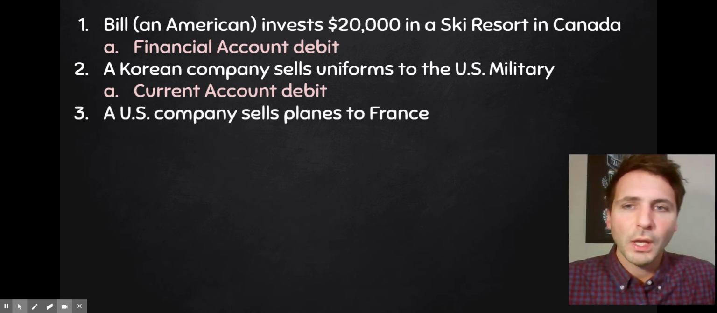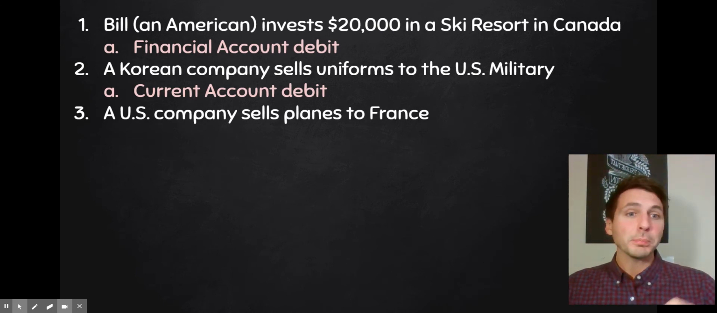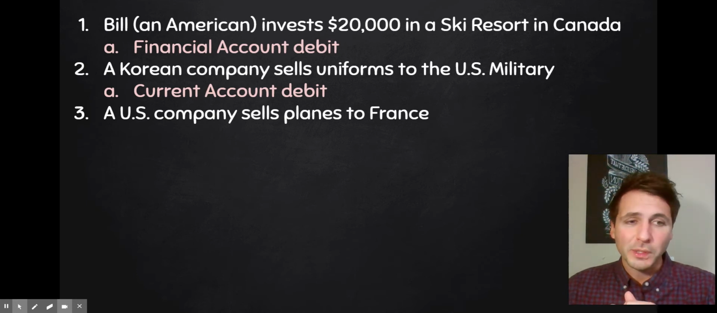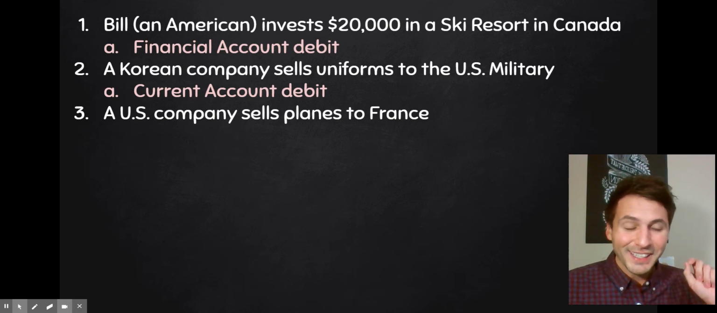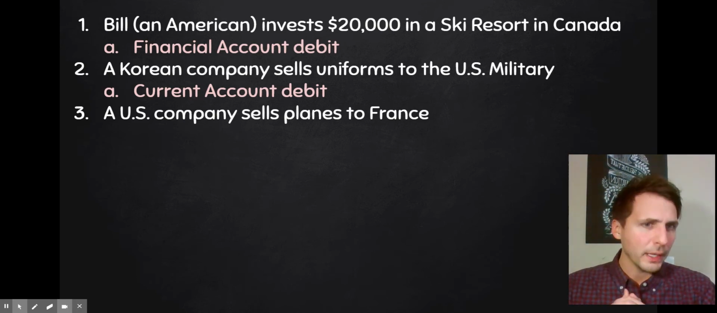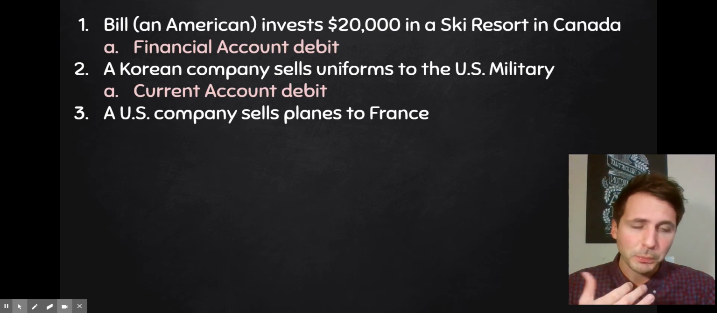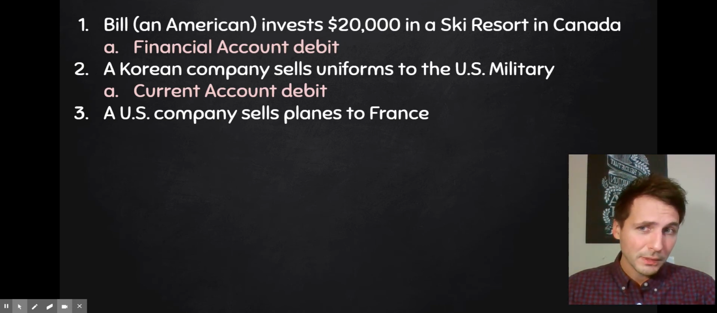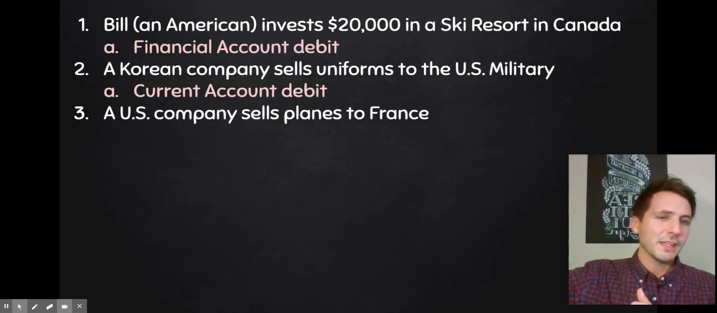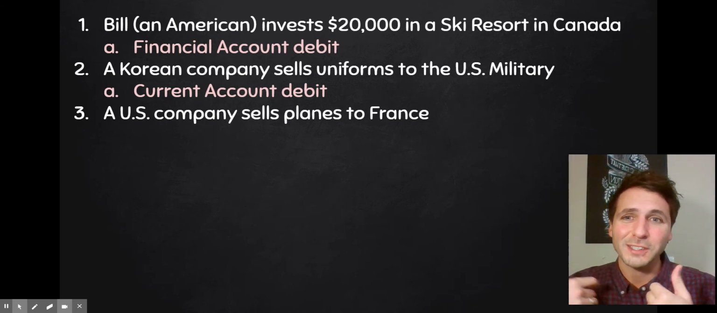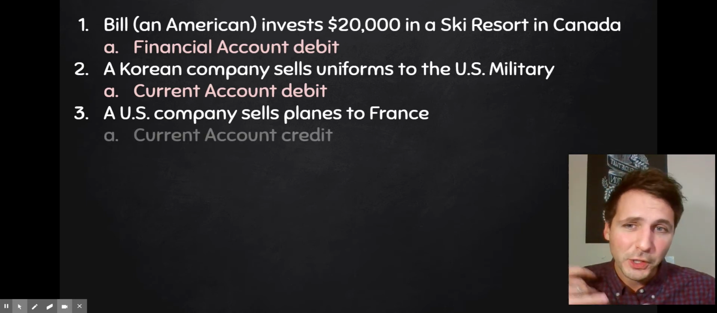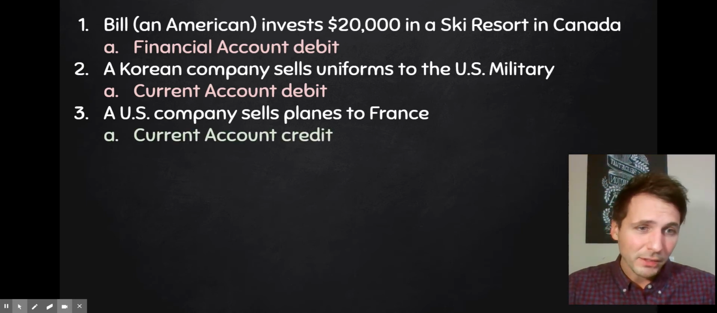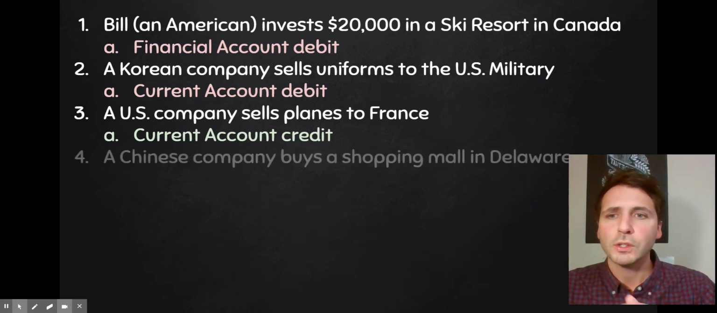Let's try the next one. There's a US company and they sell airplanes to France. Okay. So is this the purchase or exchange of goods and services? Yes, it is. The United States is selling planes to France. Is that an export or an import? Well, that's an export. So what's happening with the money? Is money flowing into the United States or flowing out? Well, if the US sells planes to France, then there must be inflow. So this has to be positive. Of course, this is going to be a current account credit in the balance of trade. Okay, let's try the next one.